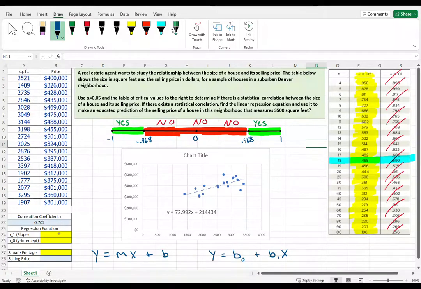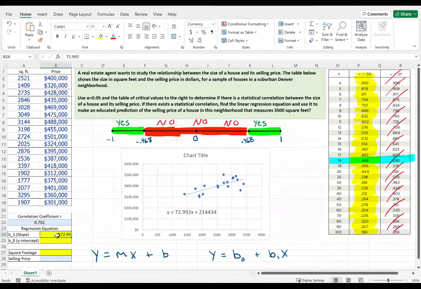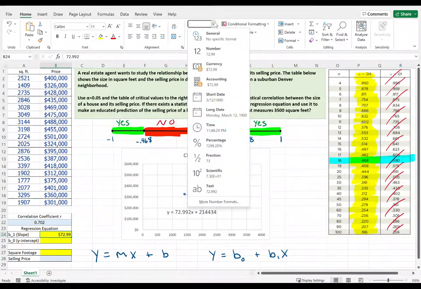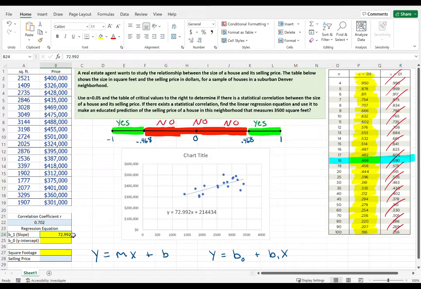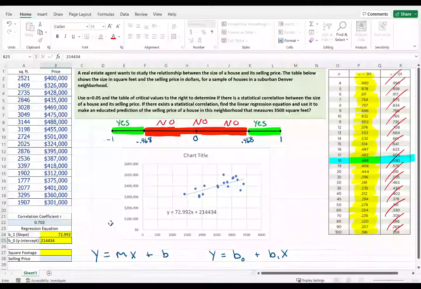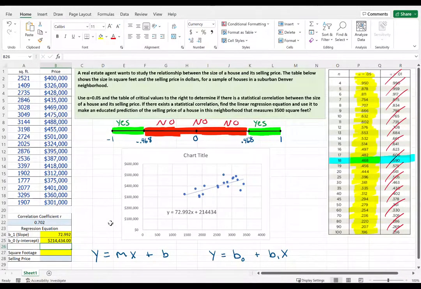I'm going to type that in over here in the yellow cell all the way on the bottom left-hand corner. So b1. I'm just going to manually type in the 72.992 and the y-intercept. Oop, I don't want that to be a dollar amount or a currency, so that's easy to fix. Let's go to the home ribbon, drop down. You see it's selected as currency because everything above it's a currency. Let's change it to just general, 72.992. And the y-intercept, we have 214,434. And that's actually fine to leave as a dollar amount because it is dollars.